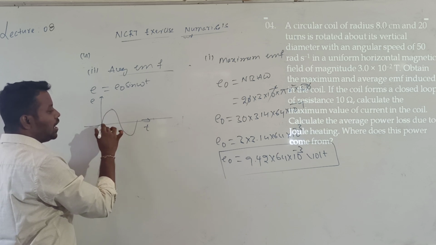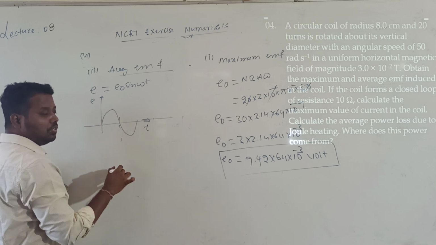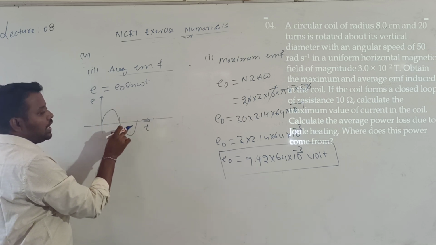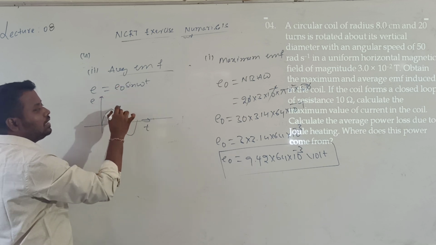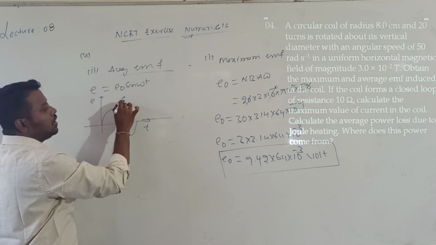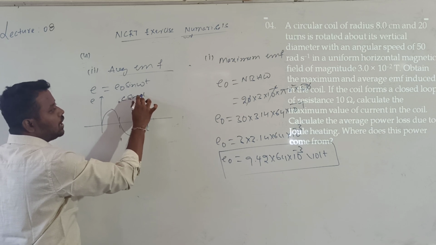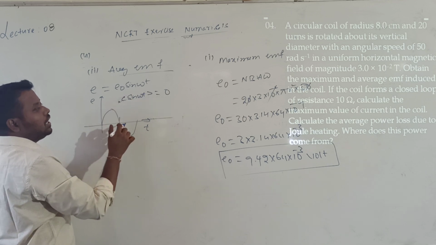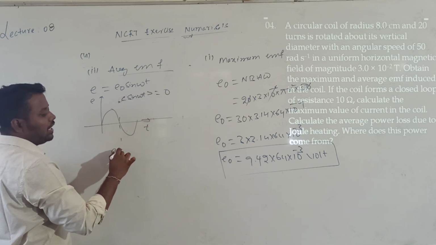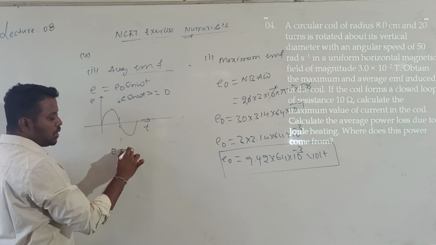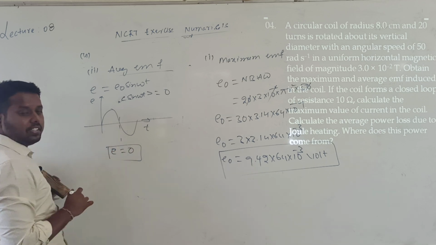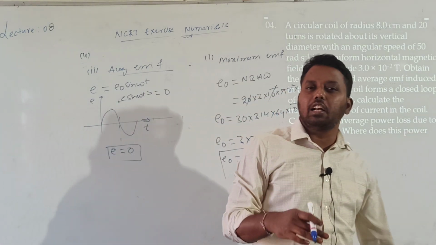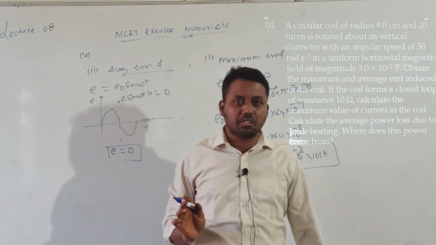During half of the cycle the EMF value is positive, and during the remaining half of the cycle it is negative. If I take the average value, you know that the average value of sin omega t will be equal to 0. We will come to know this in the AC current chapter. Since the average value of sin omega t is 0 for a complete cycle or one time period, the E value will be equal to 0. Always remember, for either AC current or AC voltage, the average value for one complete cycle will always be equal to 0.